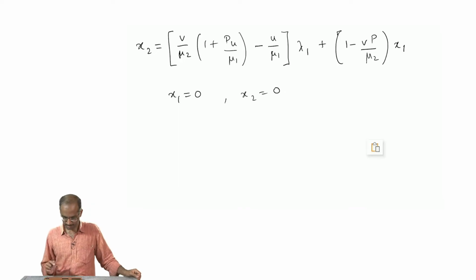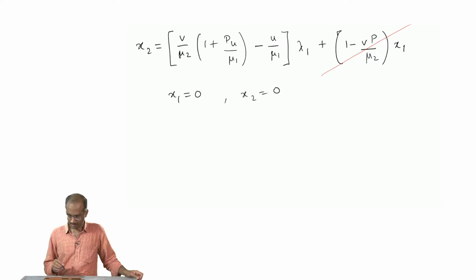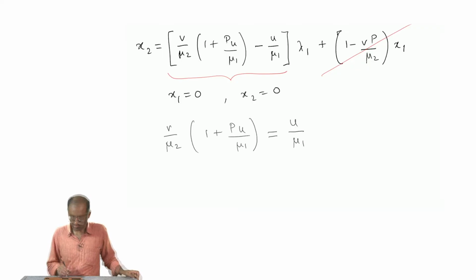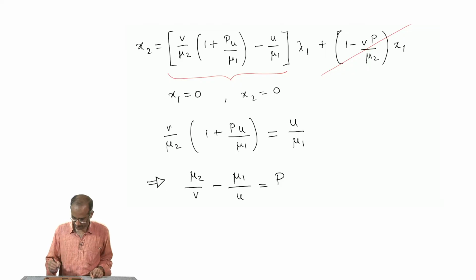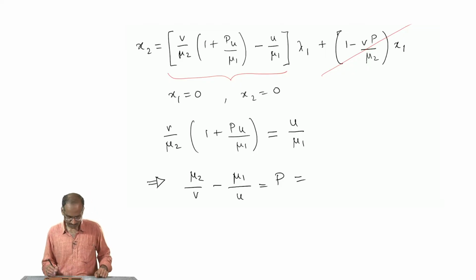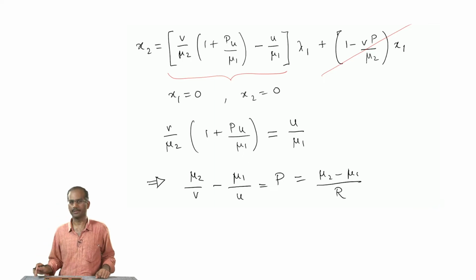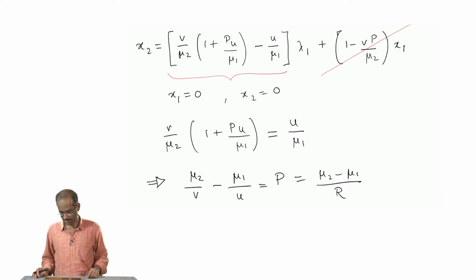Now, if I put in this condition, when x 1 is 0, so this term will completely go away, and if x 2 is 0, since lambda 1 is not equal to 0, the only possibility is that this term should be equal to 0, which means that a small manipulation would give me the following result. So, it gives me this result, which is equal to P. P is simply the power, and if you remember, this is inverse of the focal length. So, that is mu 2 minus mu 1 divided by the radius of curvature of the refracting surface.